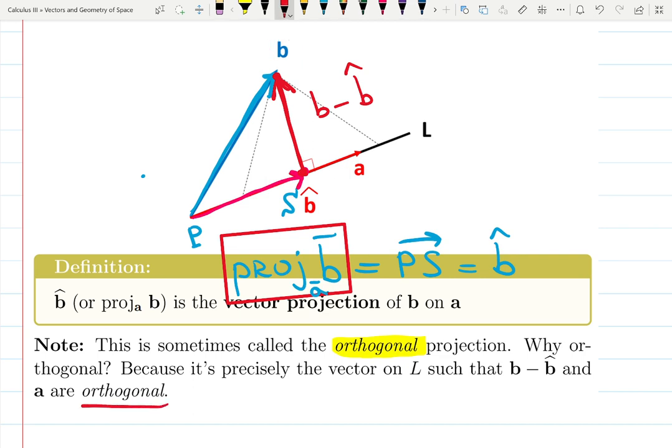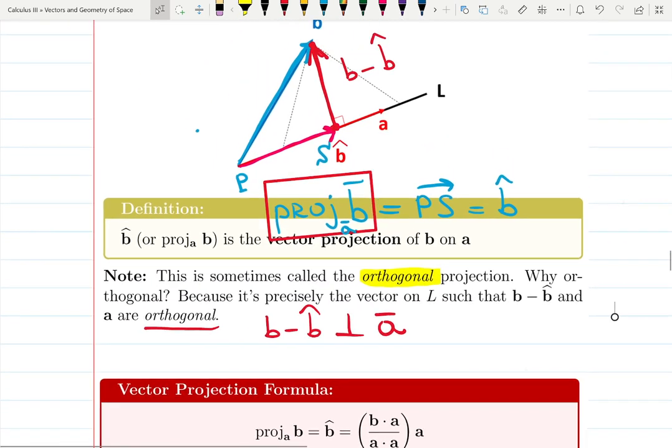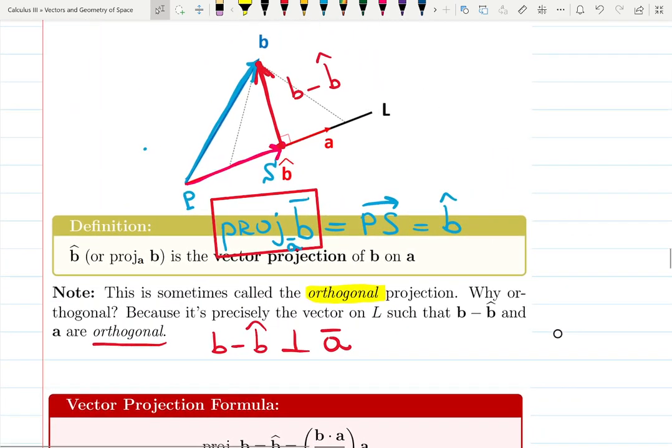And the important part is that B minus B hat is perpendicular or orthogonal to A, right? All of these are vectors. Is this getting confusing, or what do you feel about this? Confusing. Yeah, that is getting more weird.